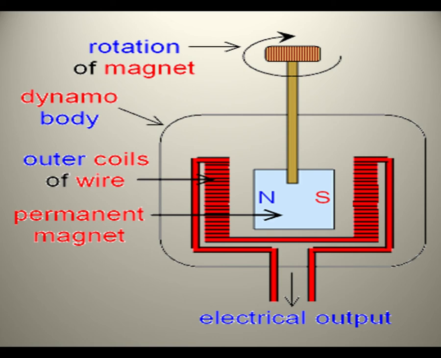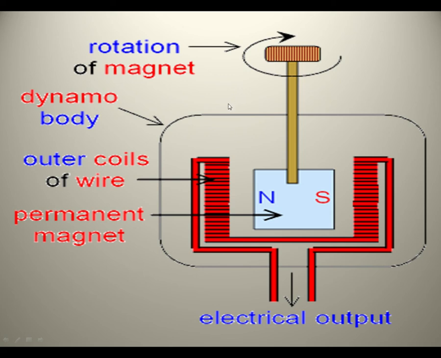This is a picture which shows how a bicycle dynamo works. The dynamo in the photograph has a spinning magnet. Can you see? This is a dynamo. It has a spinning magnet. Rotation of the magnet is done from here.